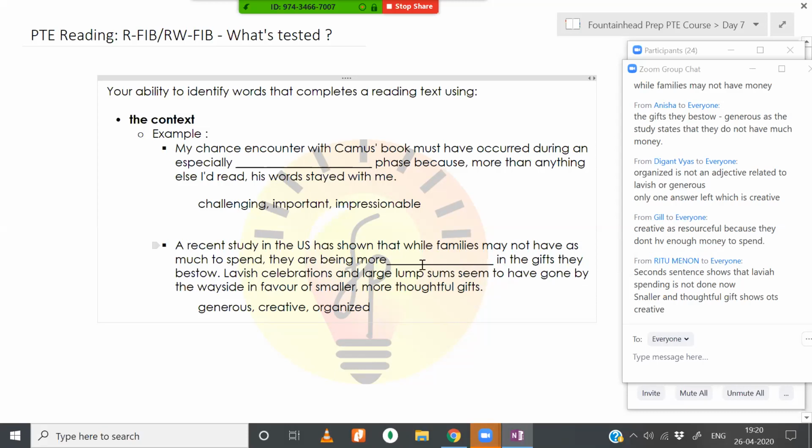So if I'm saying that, okay, they are spending a lot of money, and then I'm making this statement, it does not make sense. Which is why the correct answer here is creative. They are being more creative in the gifts they bestow. Why is it creative? Because of this latter sentence, because of the second sentence.